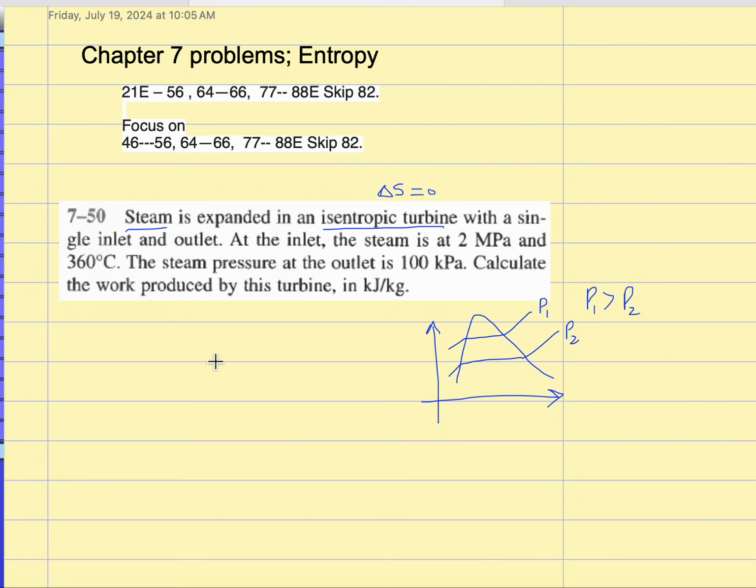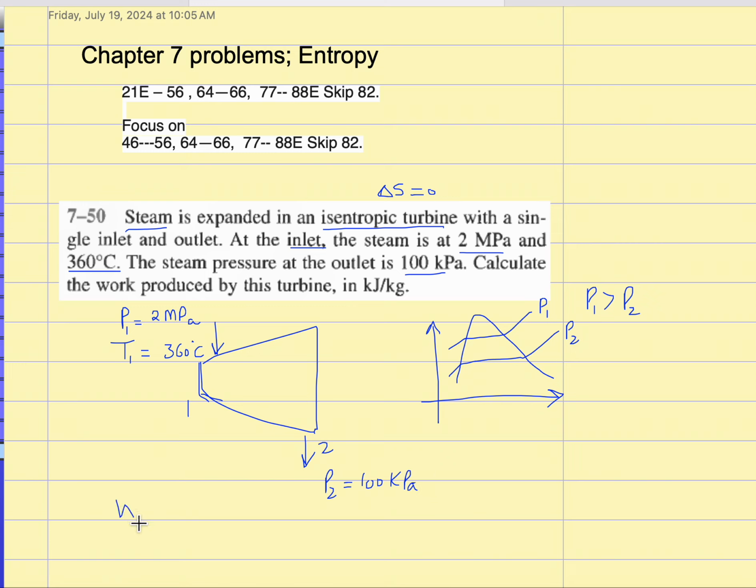Single inlet, single outlet. So I can draw a schematic for this. This is 1, this is 2, and steam is entering here and leaving here. The condition is that steam enters at 2 megapascals, so P1 is 2 megapascals, and T1 is 360, and the steam pressure at the outlet, P2, is 100 kilopascals.